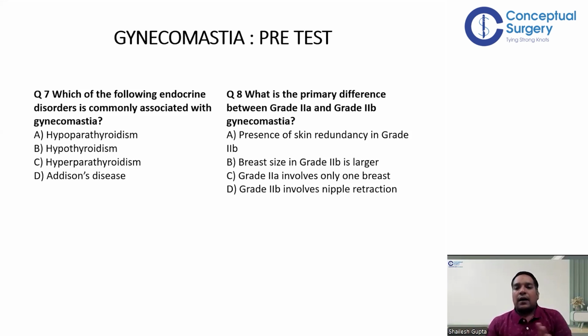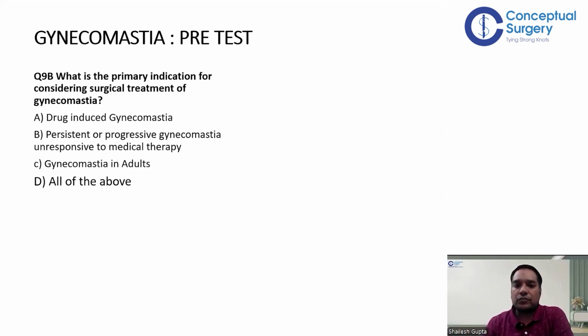So guys, आपने MCQs में देखा होगा कि these are the real MCQs और I've tried to take from the line of this. So हम यहाँ पे MCQs के अंदर एक टॉपिक भी पूरा कवर कर रहे हैं. Question number 9, what is the primary indication for considering surgical treatment of gynecomastia? हम surgical treatment gynecomastia कब करेंगे? When the gynecomastia is caused by a drug, when there is a persistent or progressive gynecomastia which is unresponsive to medical therapy, so we're going to treat gynecomastia in adults by surgery, or all of the above.